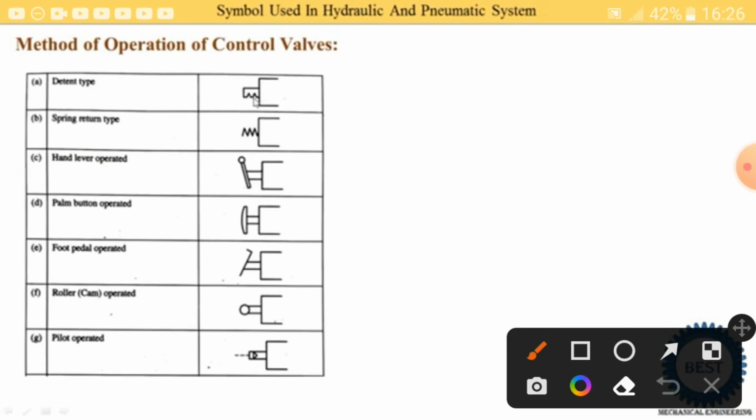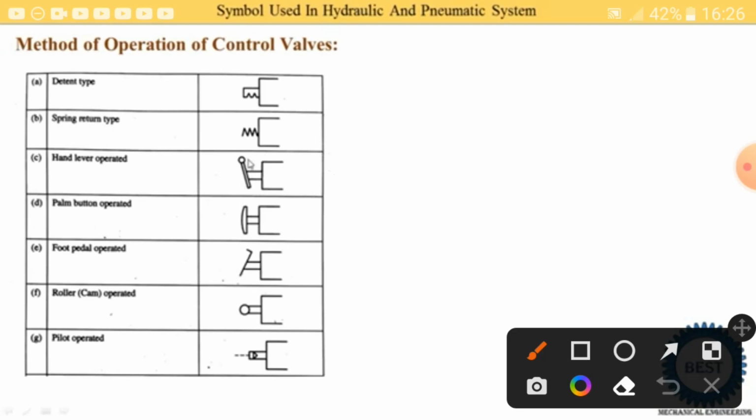Here one pinion type shape is drawn, meaning it is operated by a detent type mechanism. The second one is the spring return, so it automatically returns due to the spring tension. Here the spring is drawn. Next one is the hand lever operated, meaning it is operated by the human hand. This is the symbol of the hand lever operated. This C type symbol indicates it is the directional control valve.